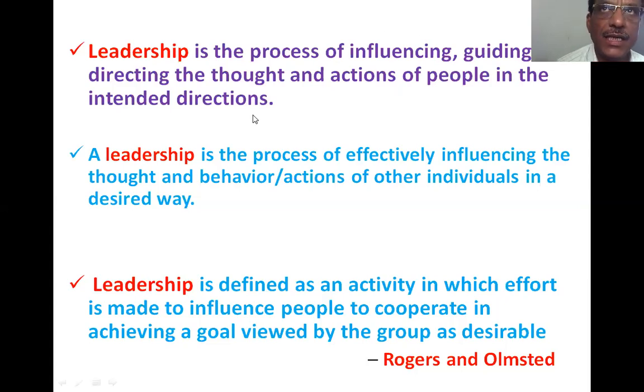Another simple meaning of leadership is the process of effectively influencing the thought and behavior, the thought and actions of others. It is similar to the first definition.